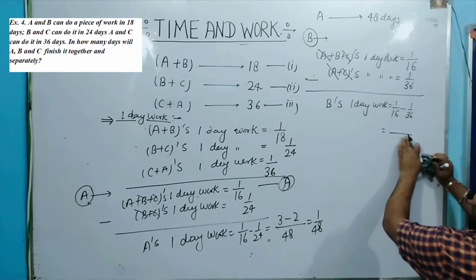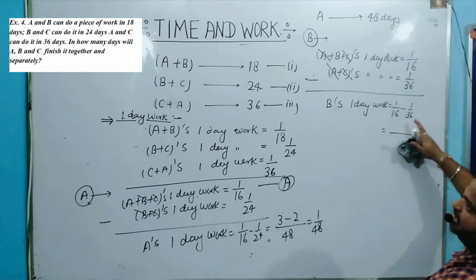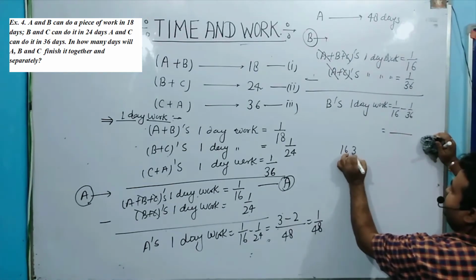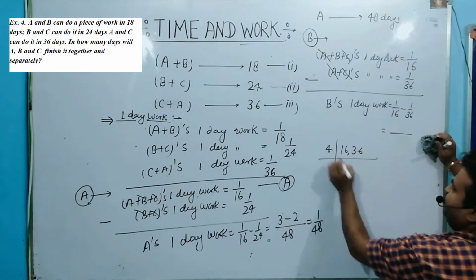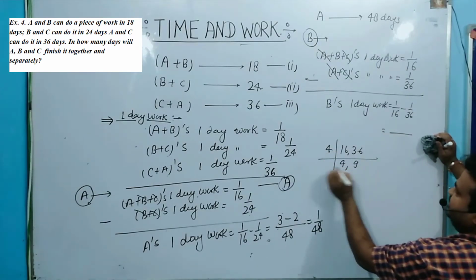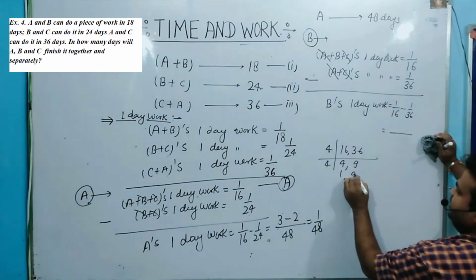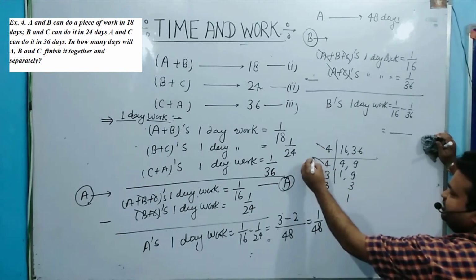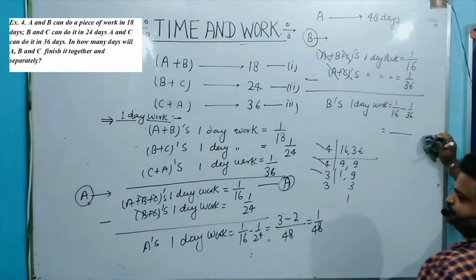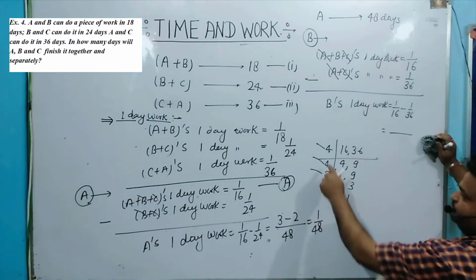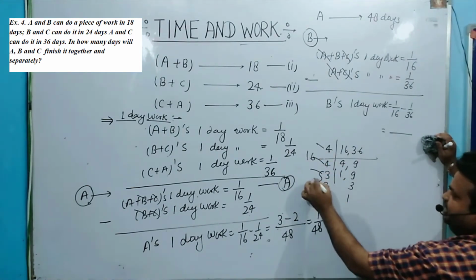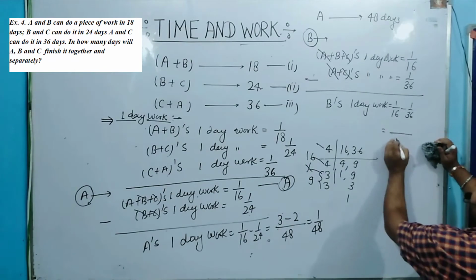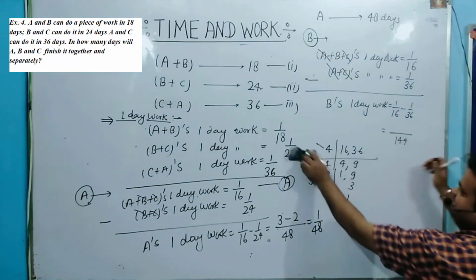Okay, you calculate this value: 1 by 16 minus 1 by 36. So 16 and 36, what is the LCM? 4 4s are 16, 4 9s are 36. 3 3s are 9, 3 1s are 3. So 4 4s are 16, and 3 3s are 9. And 16 9s is how much? 144. So 144 will be my LCM.